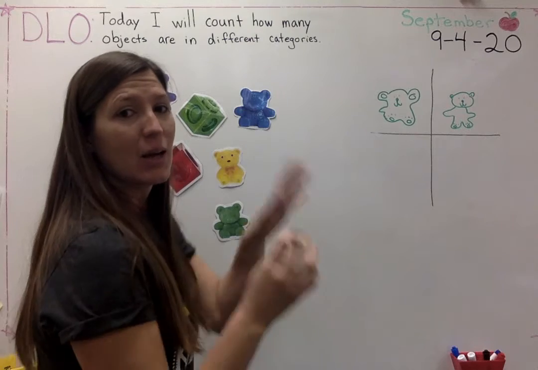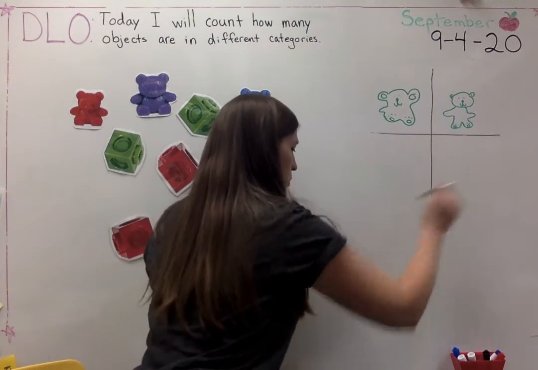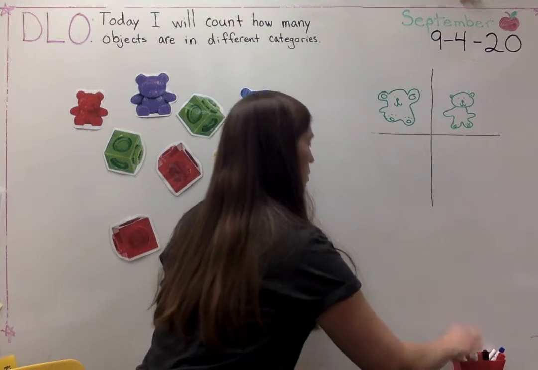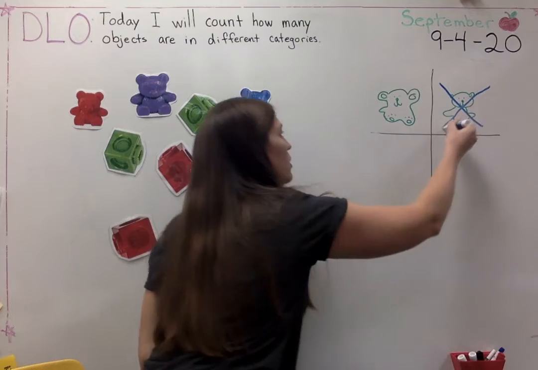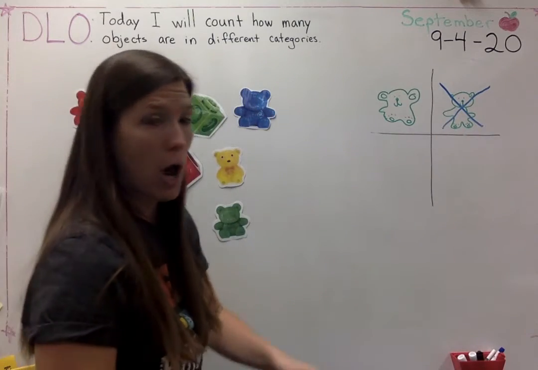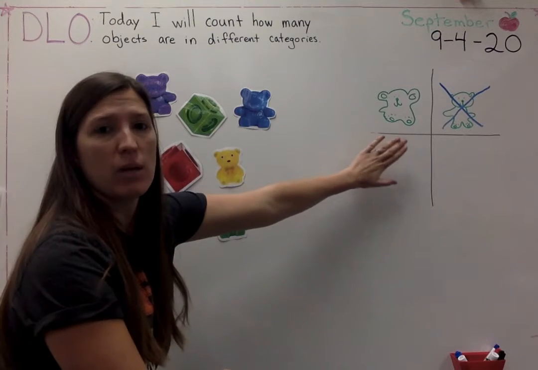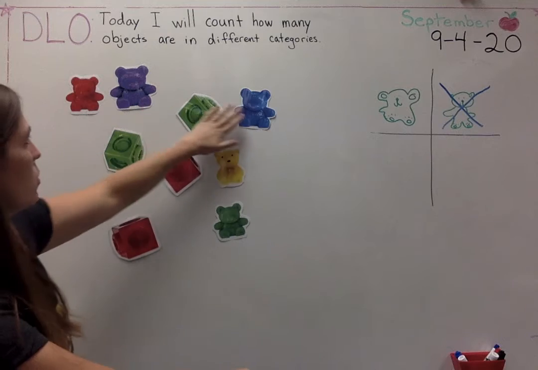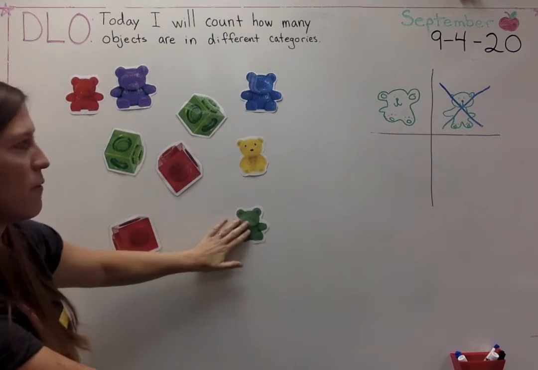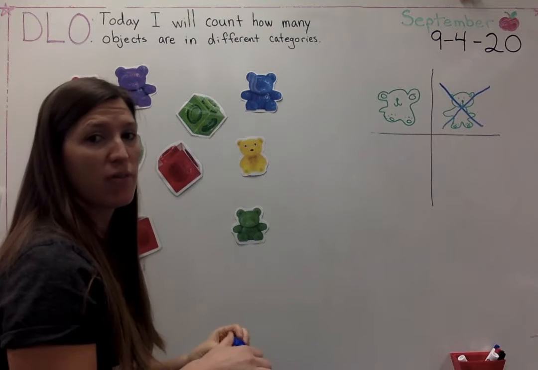The point is, we're going to count how many we have of each category. So I'm going to put a big X on this one because we want to see how many bears we have and how many objects are not bears. That's the purpose. Let's count how many bears we have over here. Ready? 1, 2, 3, 4, 5. I have 5 bears. I'm going to draw 5 tally marks.